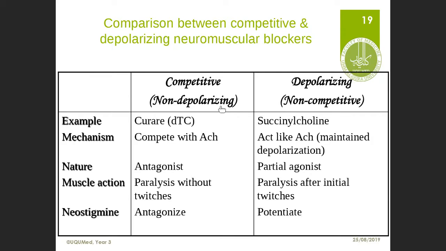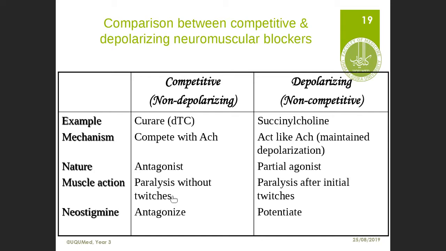Mechanism of action: they compete with acetylcholine. This is the answer for most of you: acetylcholine is the neurotransmitter at the nicotinic receptors, and the competitive ones compete with acetylcholine, but the depolarizing ones maintain the depolarization, meaning they act like acetylcholine. Nature: most of the competitive ones are antagonists, but the depolarizing ones are partial agonists, meaning they stimulate the repolarization state more than the depolarization. Muscle action: paralysis without twitches. You know what twitching is? Twitching means the involuntary contraction of your muscle.